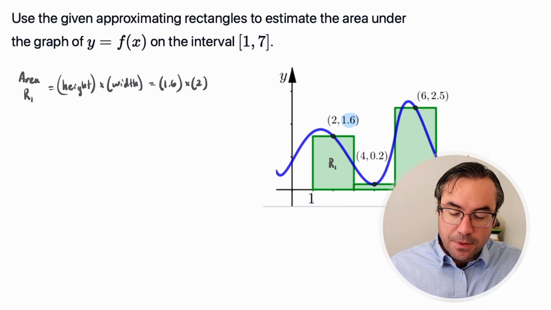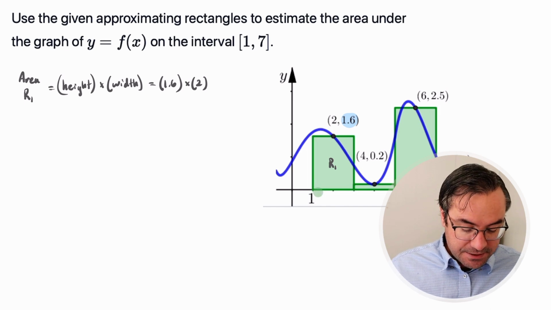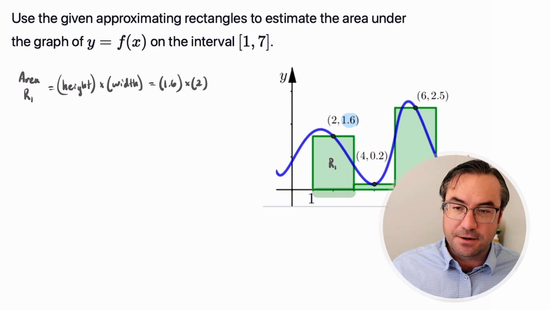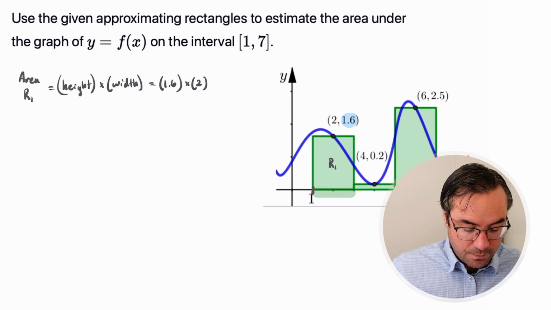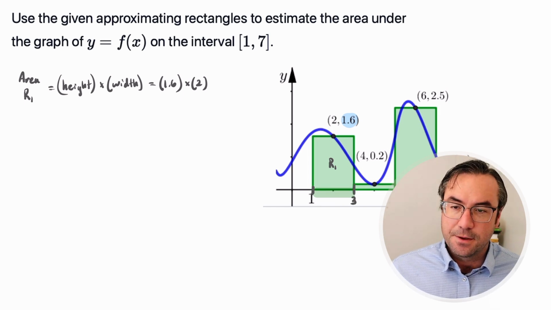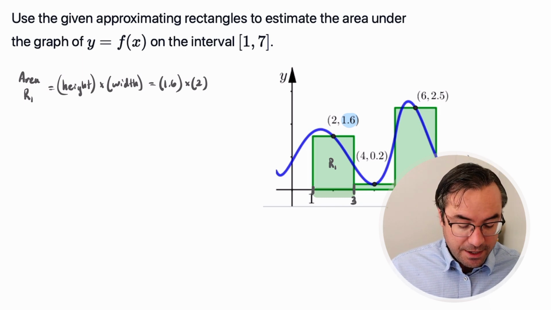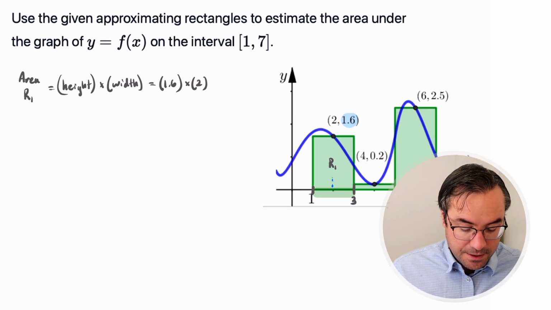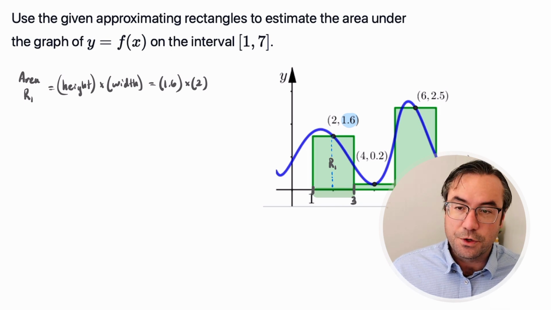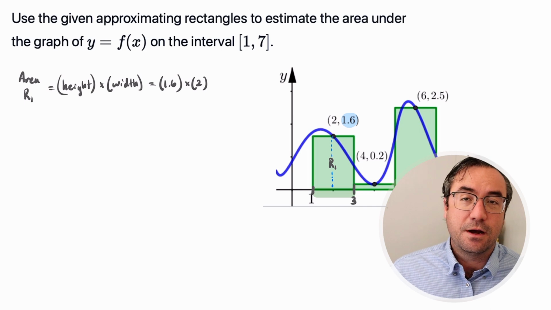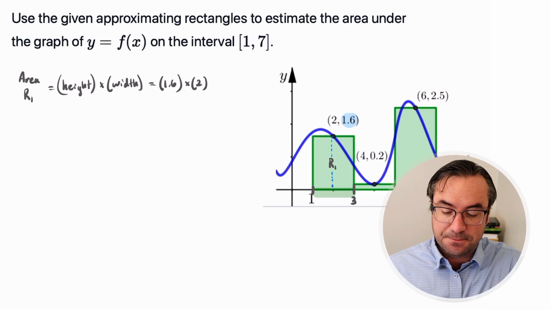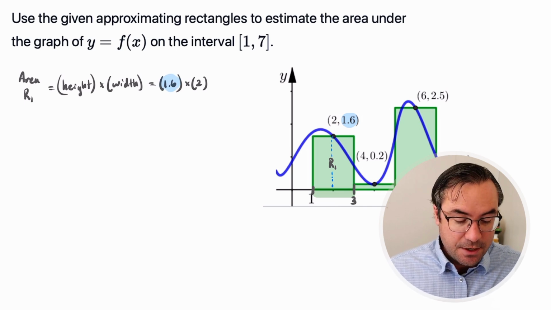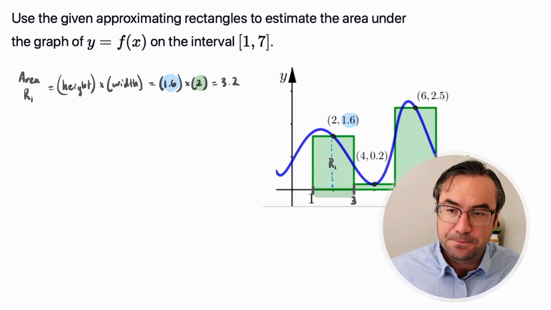Again, we're getting the width of our rectangle as the section of our x-axis, or the length of it. So we're going from 1 to 3. So that's our width. And then the height for this first rectangle, we're using the y-coordinate of our curve at x equals 2, and the y-coordinate there was 1.6. All right, so we've got our height, we've got our width, and if we multiply those together, we get 3.2.